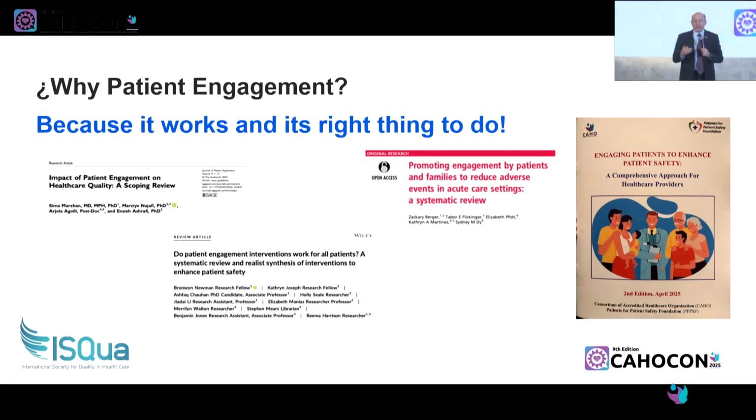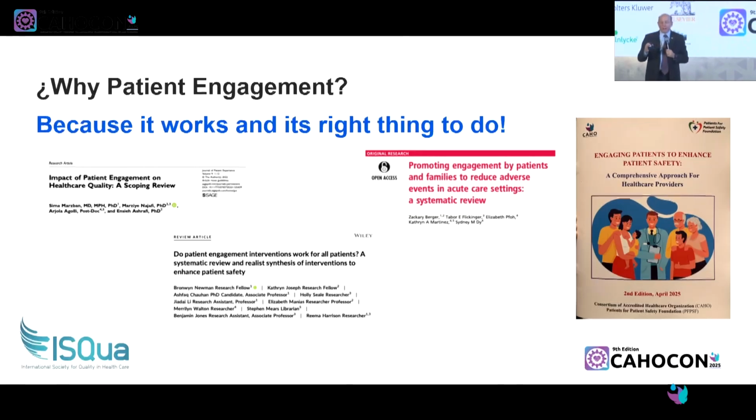Here I leave some references I found about systematic reviews on the effectiveness of patient engagement. Of course, it's variable in every setting, but it's clear that there's a positive effect, and hopefully in the future we can explain better what the critical factors are to make it happen. And again, it's not news for the world.